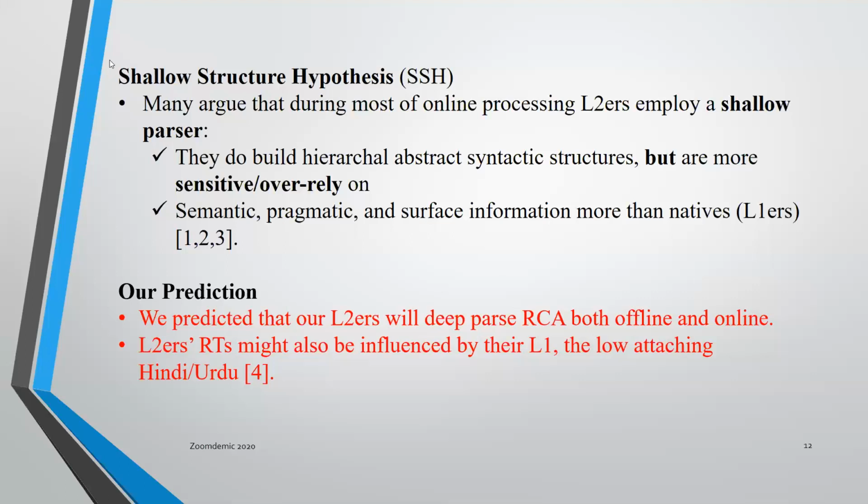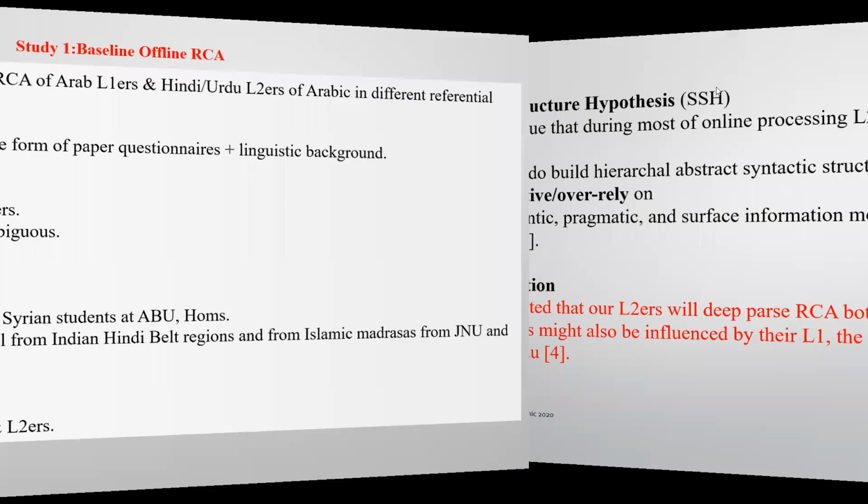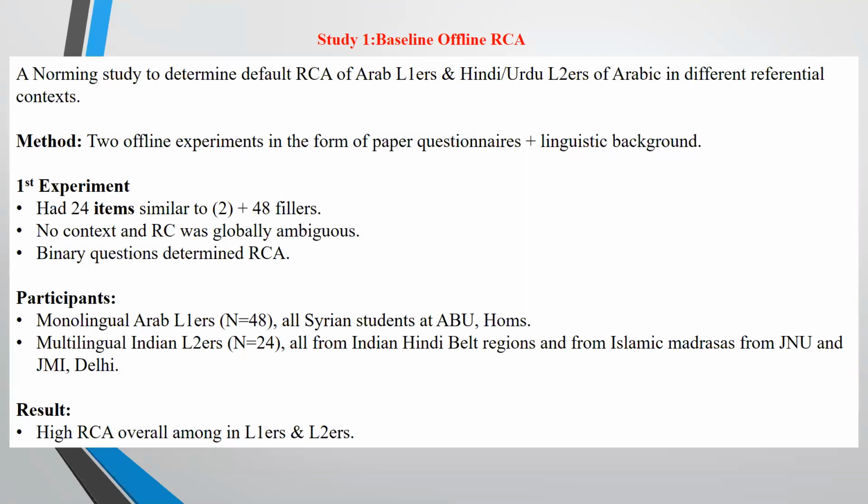Let's look at two studies that we have done in order to investigate this. The first one that I was talking about earlier was the norming study. Actually, I've done several questionnaires. So the norming study was made to decide the default attachment of the RC. So the method was two offline experiments in the form of paper questionnaires plus the linguistic background.